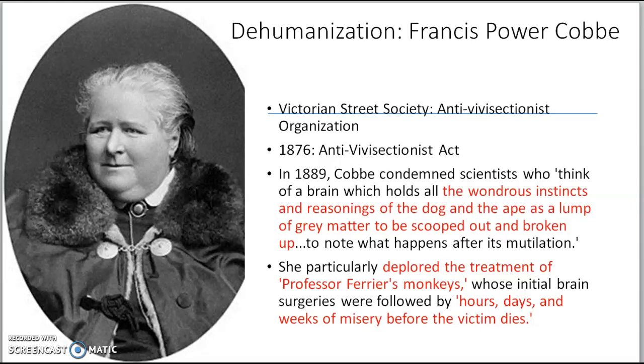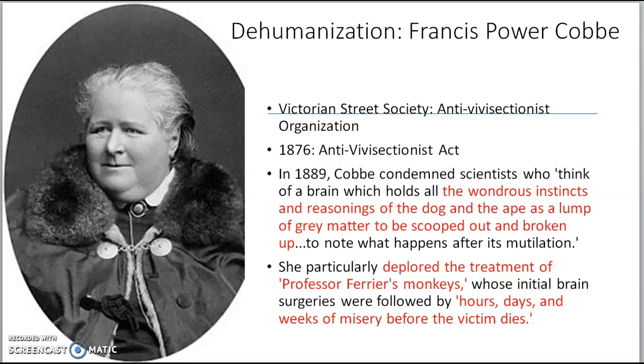So Frances Power Cobbe was an anti-vivisectionist, and she started this society called the Victoria Street Society. And they worked very hard to educate the public about what science and these pre-surgeons were doing at the time. Because again, remember, this is at the beginning of this movement. Scientists were really trying to get their arms around what science could do and what it couldn't do. And so in 1876, she worked along with her group to pass the Anti-Vivisectionist Act.